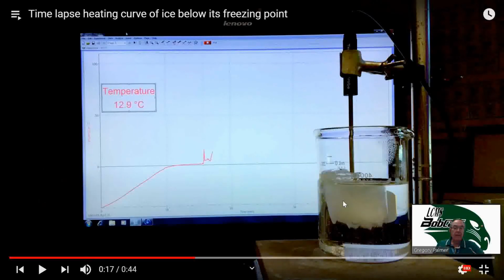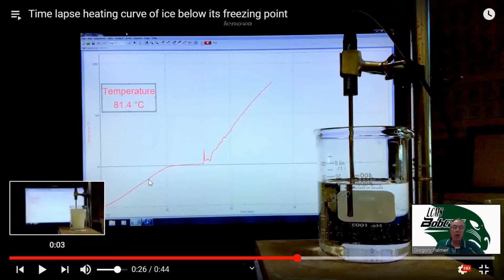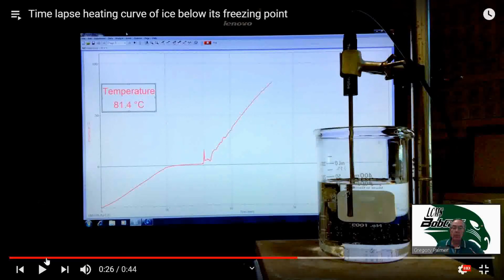Okay, now as it completely melts, and it mixes in with this warmer water, we're getting a little bit of a reading here of the water that was on the outside of the block of ice. Okay. Now the cold water is starting to warm. So as it shows us the cold water, it is warming. Now it's at 81 degrees.